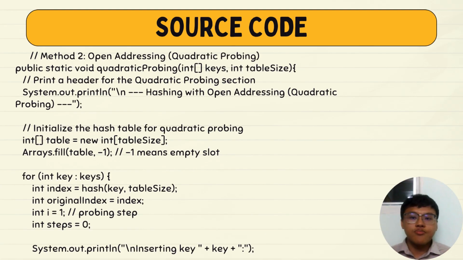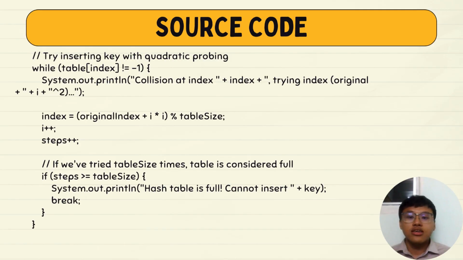Okay, next, I'd like to present method 2, open addressing with quadratic probing. First, we need to print a header for the quadratic probing section to guide the user. Then we initialize the hash table for quadratic probing. Next, we will try inserting keys with quadratic probing.